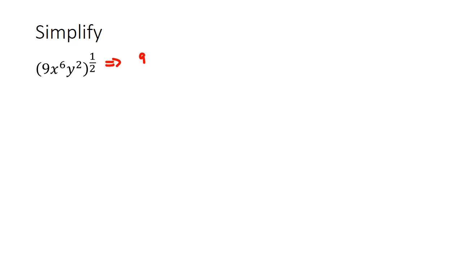as 9 to the 1/2 power times x to the 6th raised to the 1/2 power. I like to call that our power to the power rule. Now 9 to the 1/2 power, there's not anything we can do to simplify this just yet. So let's continue to work with the other bases to simplify those exponents.